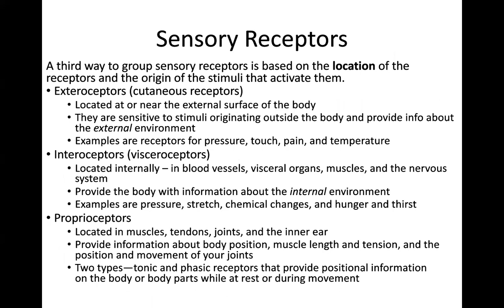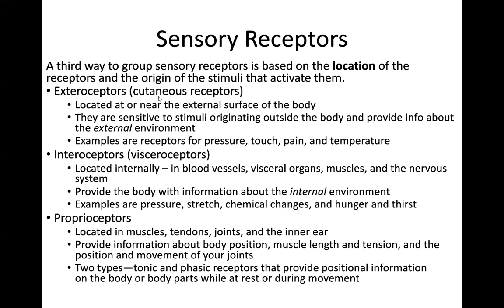And then the final way to classify or group sensory receptors is based on where the receptors are located and where the stimulus is activating them. Okay. The first two are basically the opposite of one another, exteroceptors and interoceptors. Exteroceptors are located near the external surface of the body. What is the most external part of your body? Your skin. Okay. Another word for your skin is cutaneous.